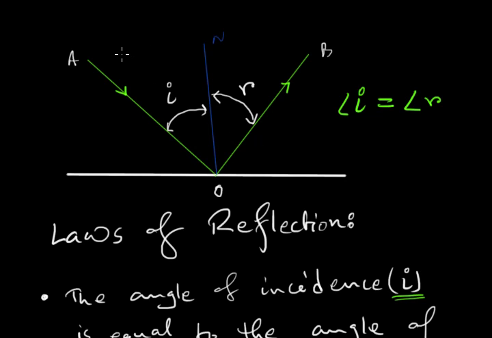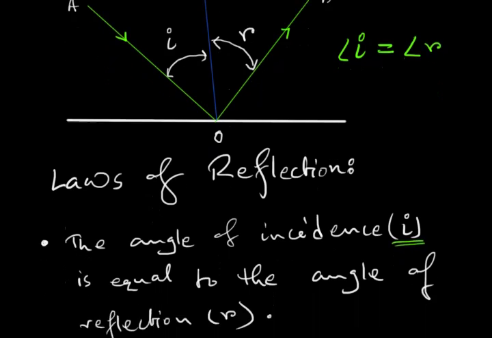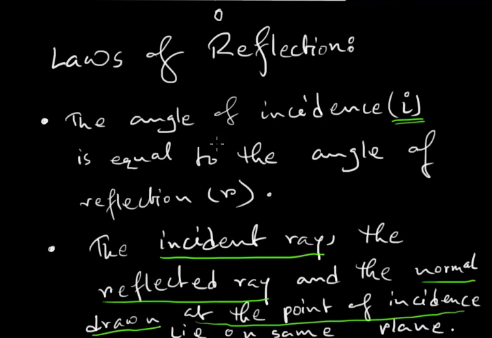There must be AO, ON and OB lying in the same plane, such as this plane. This is a plane, a two-dimensional plane, and the incident ray, the reflected ray and the normal are on this plane. This law cannot be violated. So these are the laws of reflection.